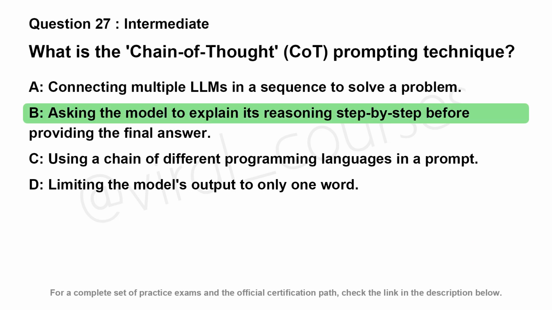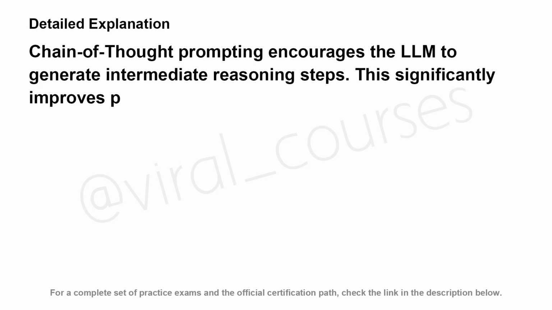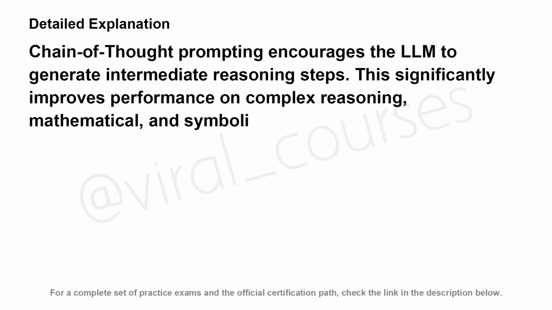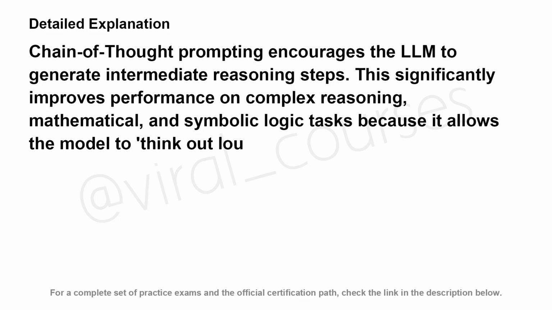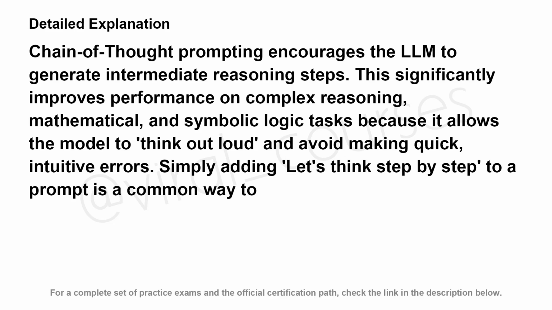The correct answer is B. Chain of thought prompting encourages the LLM to generate intermediate reasoning steps. This significantly improves performance on complex reasoning, mathematical, and symbolic logic tasks because it allows the model to think out loud and avoid making quick, intuitive errors. Simply adding, "let's think step by step," to a prompt is a common way to trigger zero-shot COT.